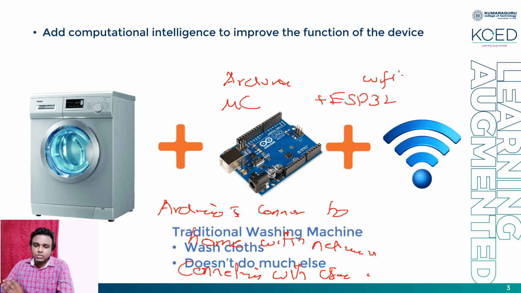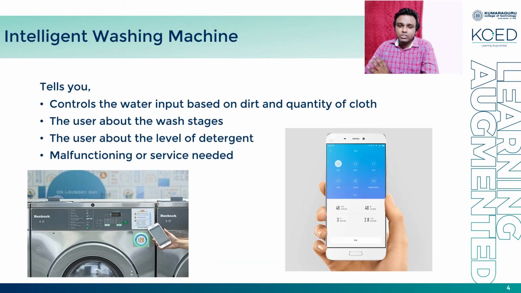The traditional washing machine washes clothes and does nothing other than what we have mentioned here. The intelligent washing machine controls the water input based on the dirt and quantity of the clothes, and tells the user about the wash stages and the level of detergent. If a malfunction happens, it will indicate to the user that service is needed for the particular subsystem of the washing machine through the manufacturer app. Many companies have developed their own manufacturer apps to indicate these things to users.